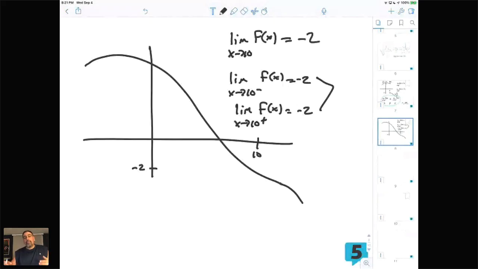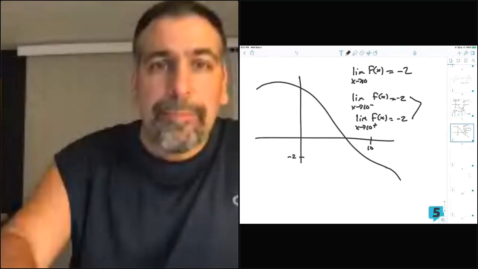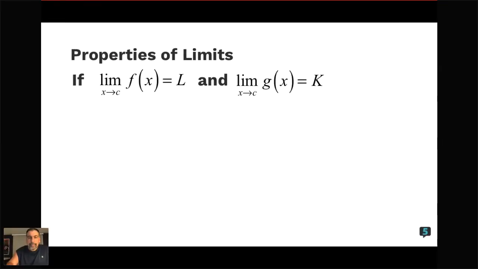Okay, so what we want to do tonight is look at some more examples, a little more complicated, but talk about how we can apply the left and the right-hand sides to get these answers. We're going to jump back. We're going to talk just a second about a few properties of limits, and then we're going to do some more examples. Okay, so properties of limits.